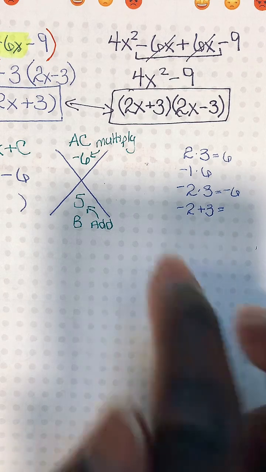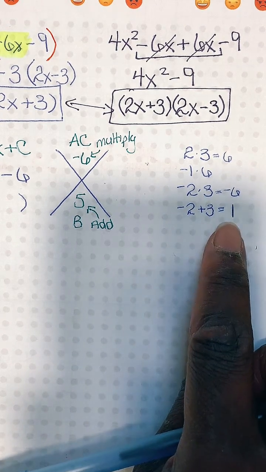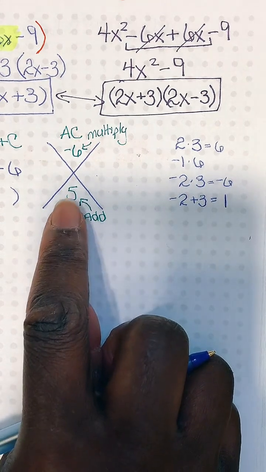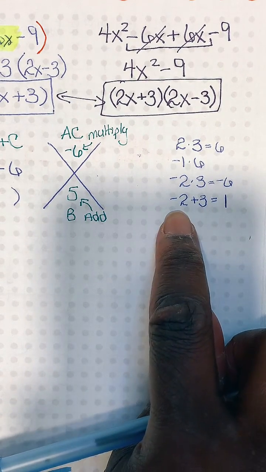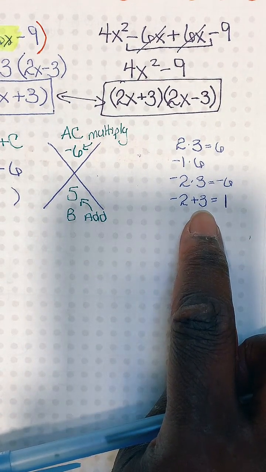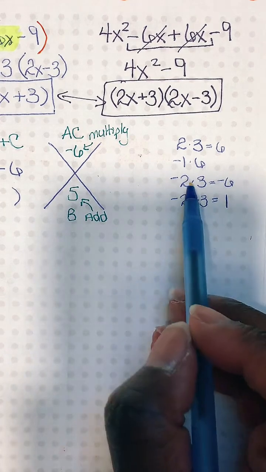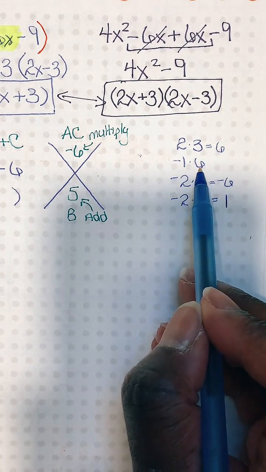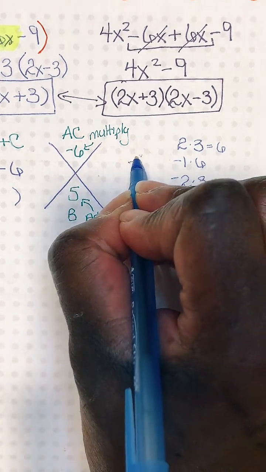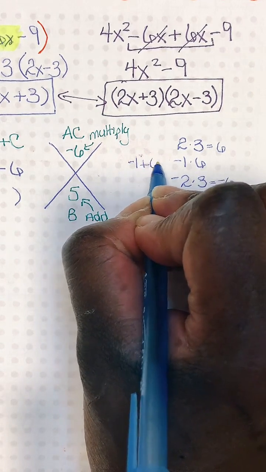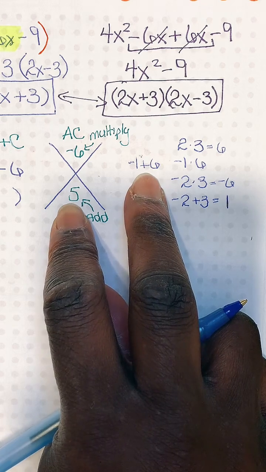Okay, yeah, that will give me a 1. But we don't want a 1. We want a 5. Even if I made the 3 negative and the 2 positive, that's just going to give me a -1. We don't want any 1s. We want 5s. So if I look at -1 times 6, that does give me a -6. But if I do, I'm going to put it over here, -1 plus 6, does that give me 5? -1 plus 6? Yes or no?